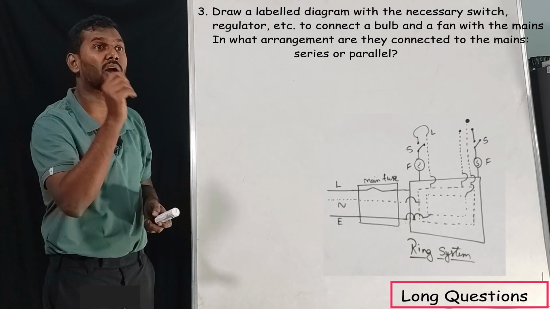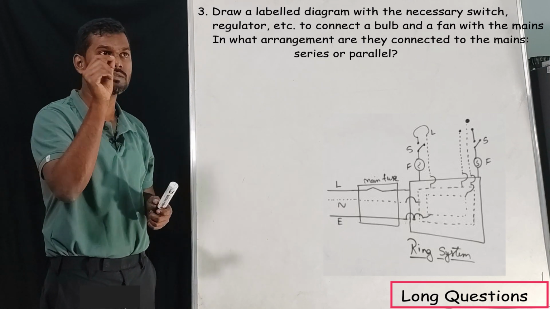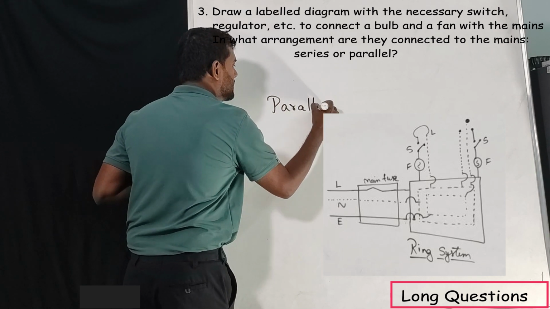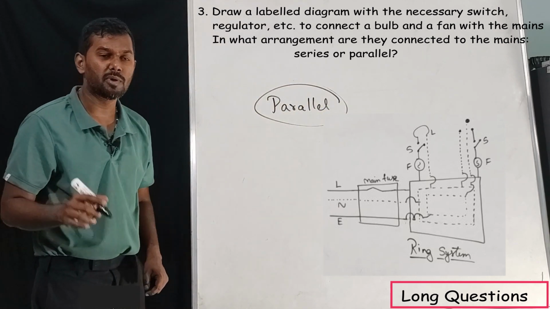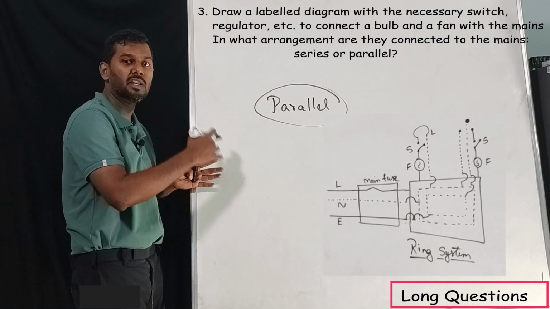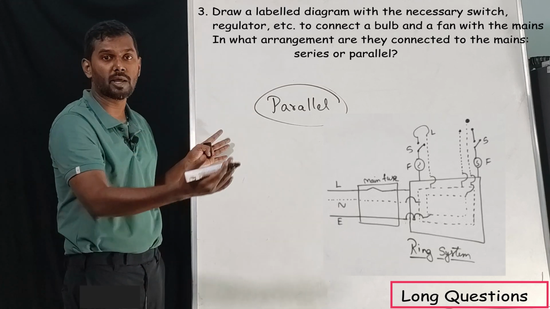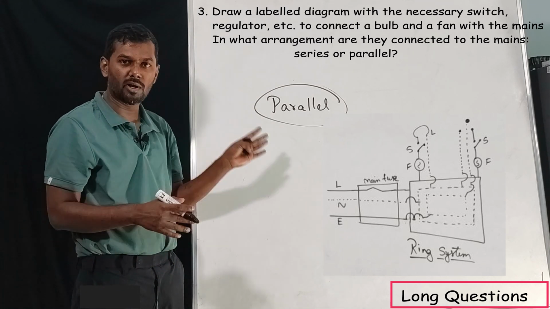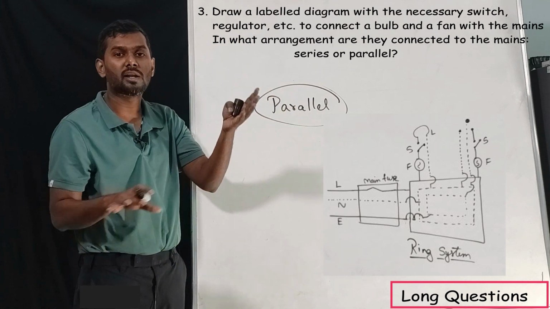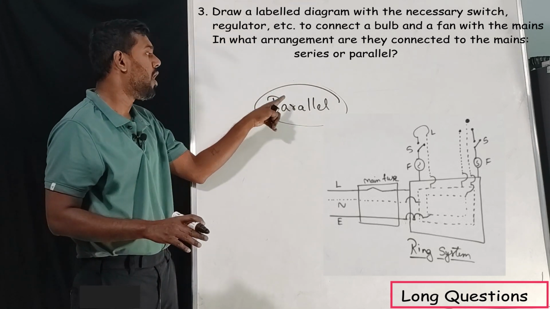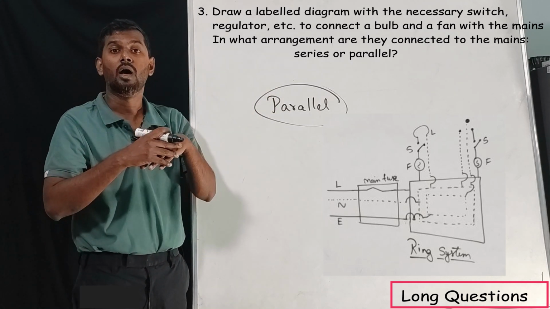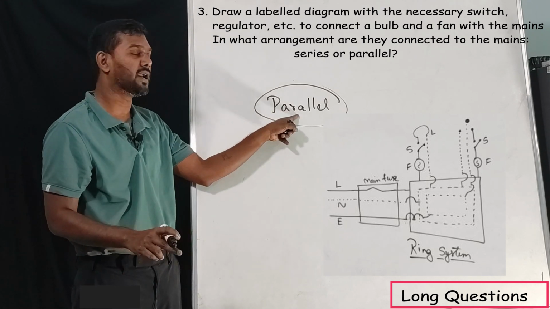And there is one more question: in what arrangement are they connected to the mains, series or parallel? All the appliances are always connected in parallel. Why? Because in a series connection, if there is a problem in one appliance, there will be a problem for all the appliances. If you connect in parallel and there is a problem in one appliance, we can sort it out separately. All other appliances will work normally. So all the appliances are connected in parallel.